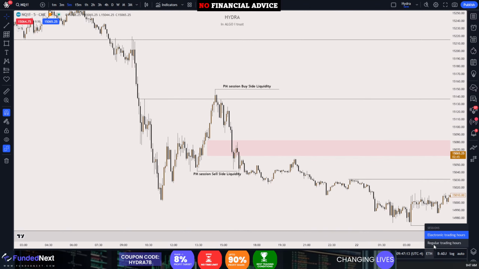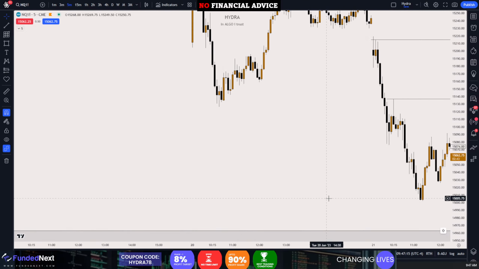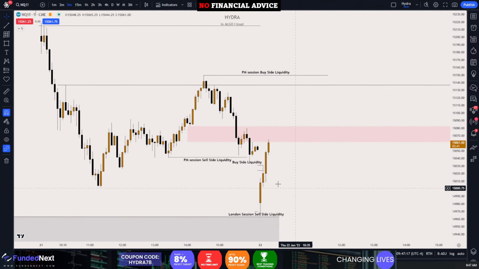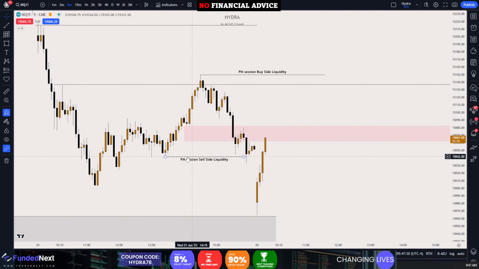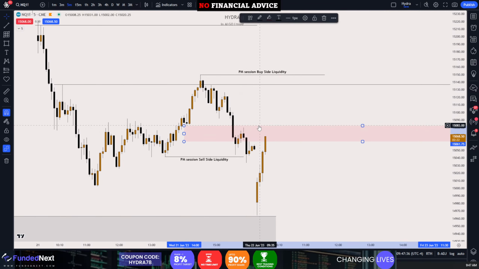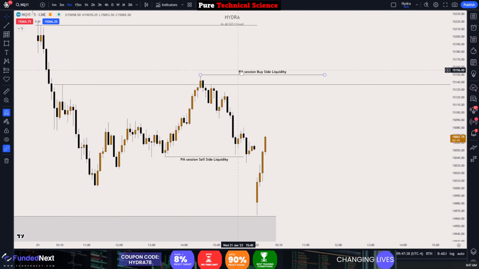If I move back to the regular trading hours, right? Price cleared out the PM session lows, PM session sell side liquidity, right? The London session lows. So price right now is efficient towards delivering sell side liquidity. We have our PM session buy side liquidity from yesterday, which is coming with relative equal highs. So I would like to see price going all the way up there and providing liquidity there.